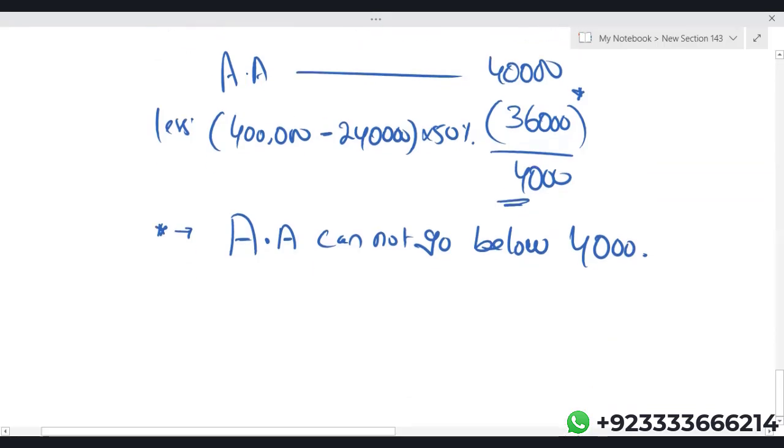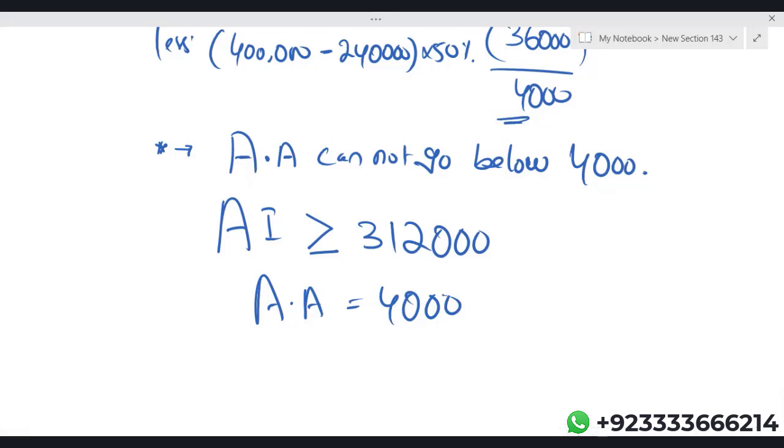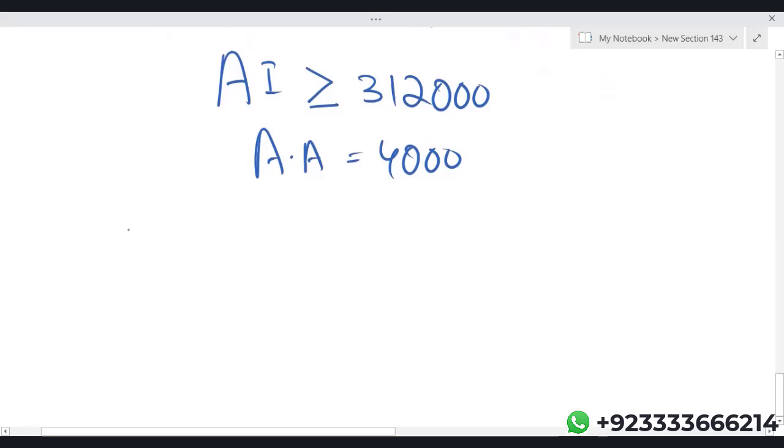Another thing is, when adjusted income is mathematically greater than or equal to 3,12,000, then annual allowance will be only 4,000. When adjusted income is 3,12,000 or more than that, then annual allowance will be 4,000. Now, one more rule.